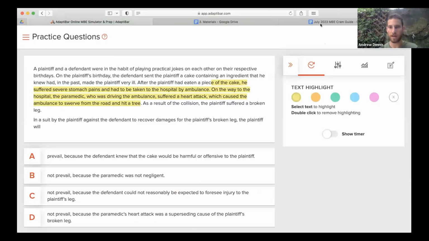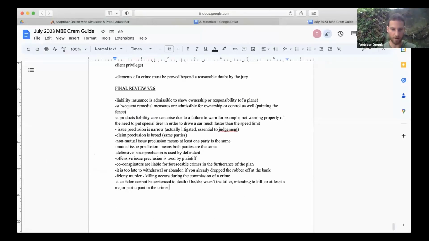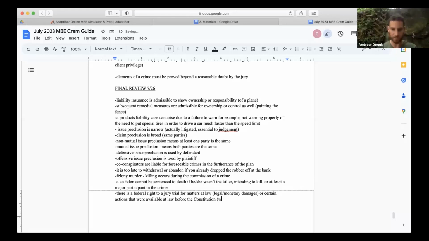We'll go back to the cram guide and just say, there is a federal right to a jury trial for matters at law, which are legal or monetary damages, or certain actions that were available at law before the Constitution. The only one I could think of is writs of ejectment. I can't think of others off the top of my head. You can? I cannot.